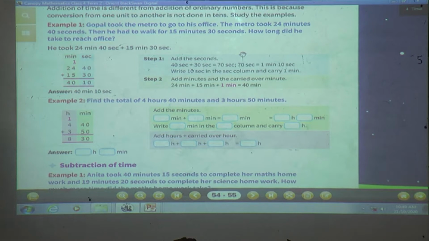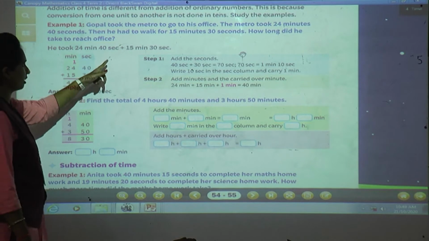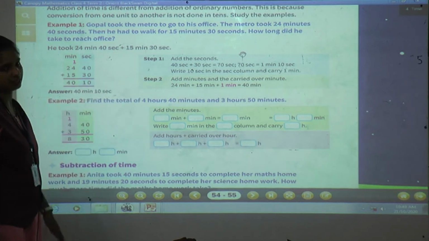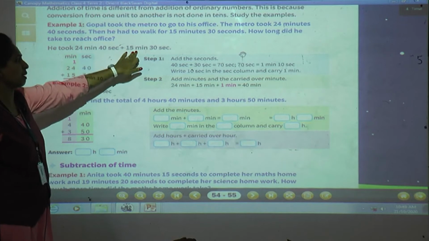So one man, Gopal, goes to office. How does he go? By metro. So the metro took 24 minutes 40 seconds. And after that he walked for 15 minutes and 30 seconds to reach his office. So now we have to find out how much time he has taken to reach the office by metro and after that by walk. Okay, so he took 24 minutes 40 seconds and 15 minutes 30 seconds. This is by metro, this is by walk.